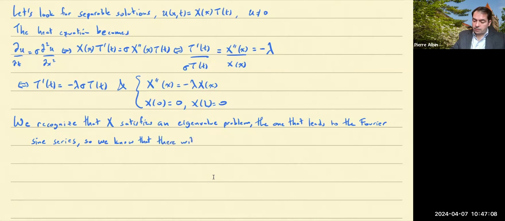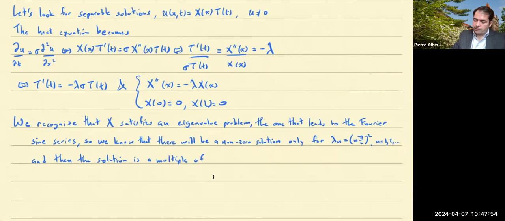We know that there will be a non-zero solution only when lambda, let's say only for lambda n equal to (n pi over L) squared, n starts at 1, 2, 3, and so on. And then the solution is a multiple of sine of n pi over L x.